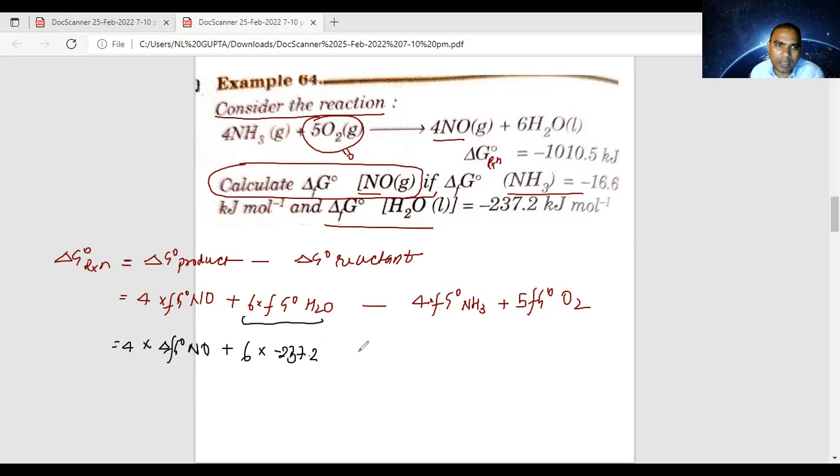Minus 4 into NH3. NH3 is 16.6, so minus 16.6. Plus 5 into O2, and the O2 value is 0, because O2 is the standard state. Here ΔG° of the reaction they have given as minus 1010.5.